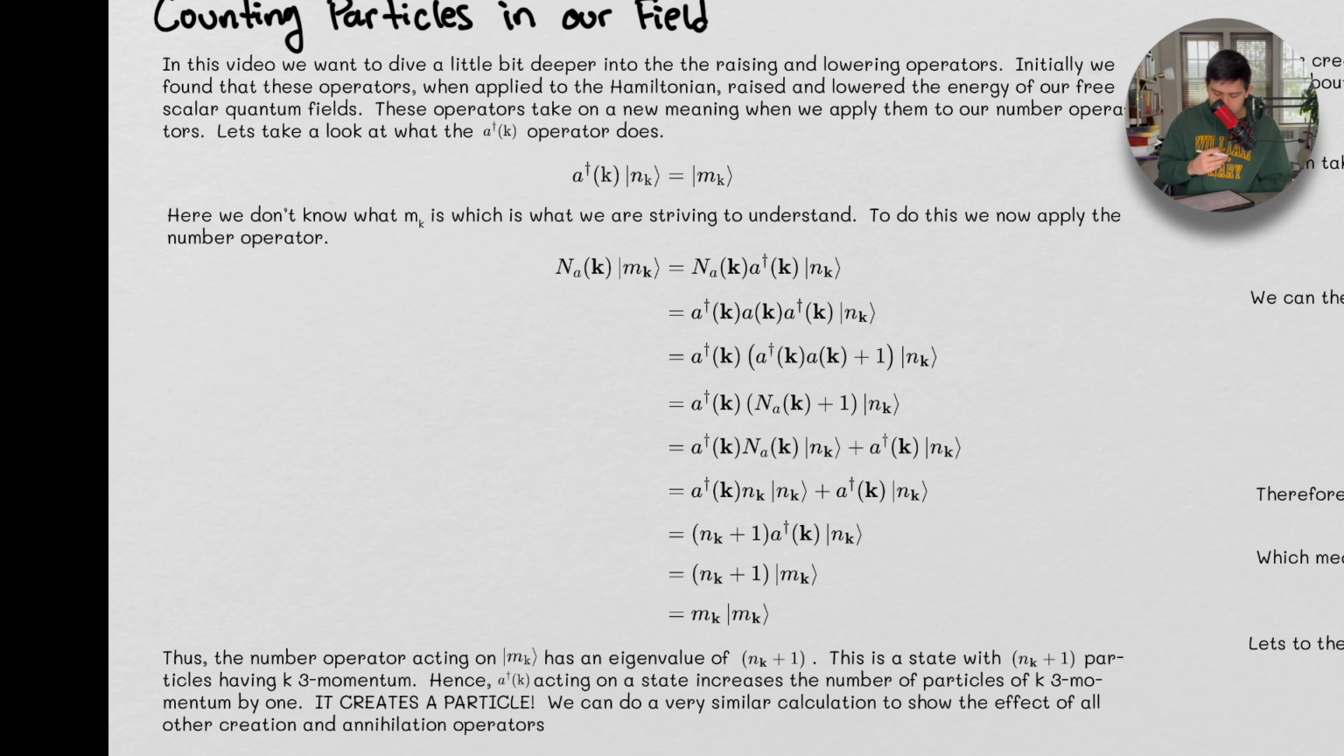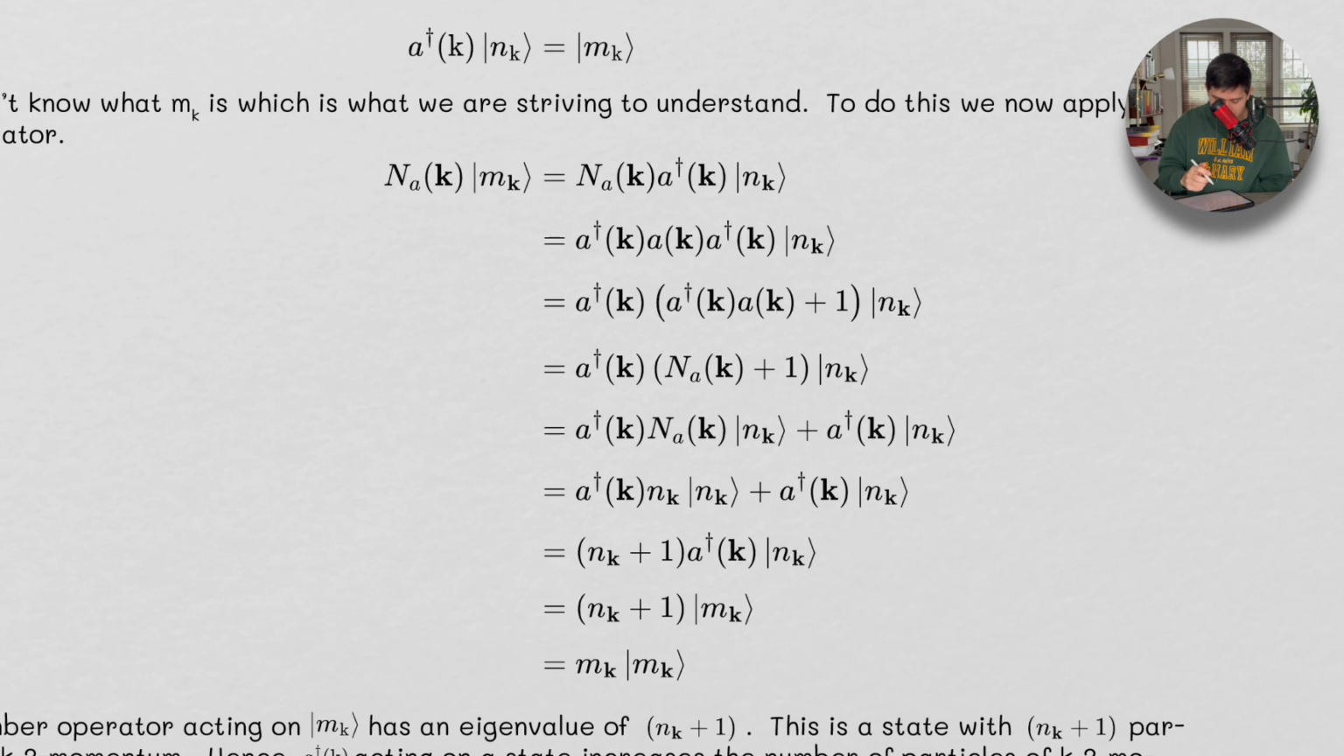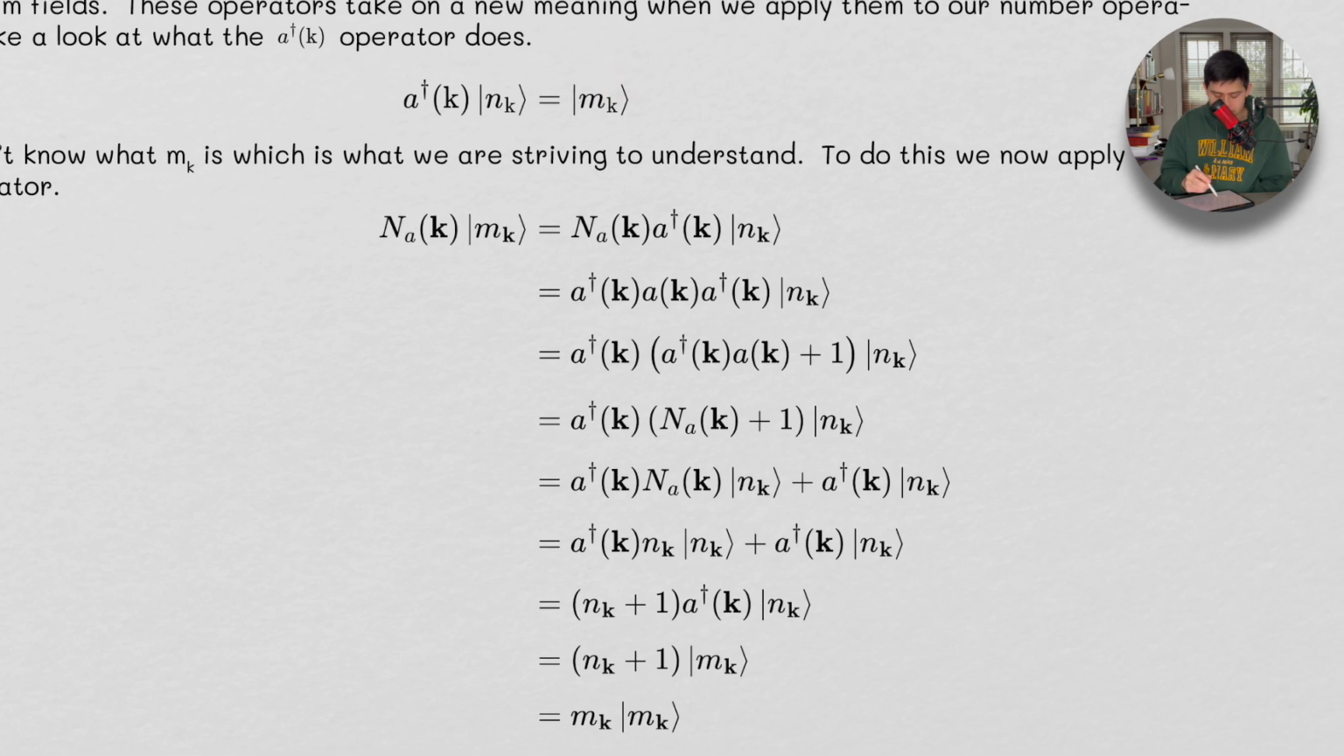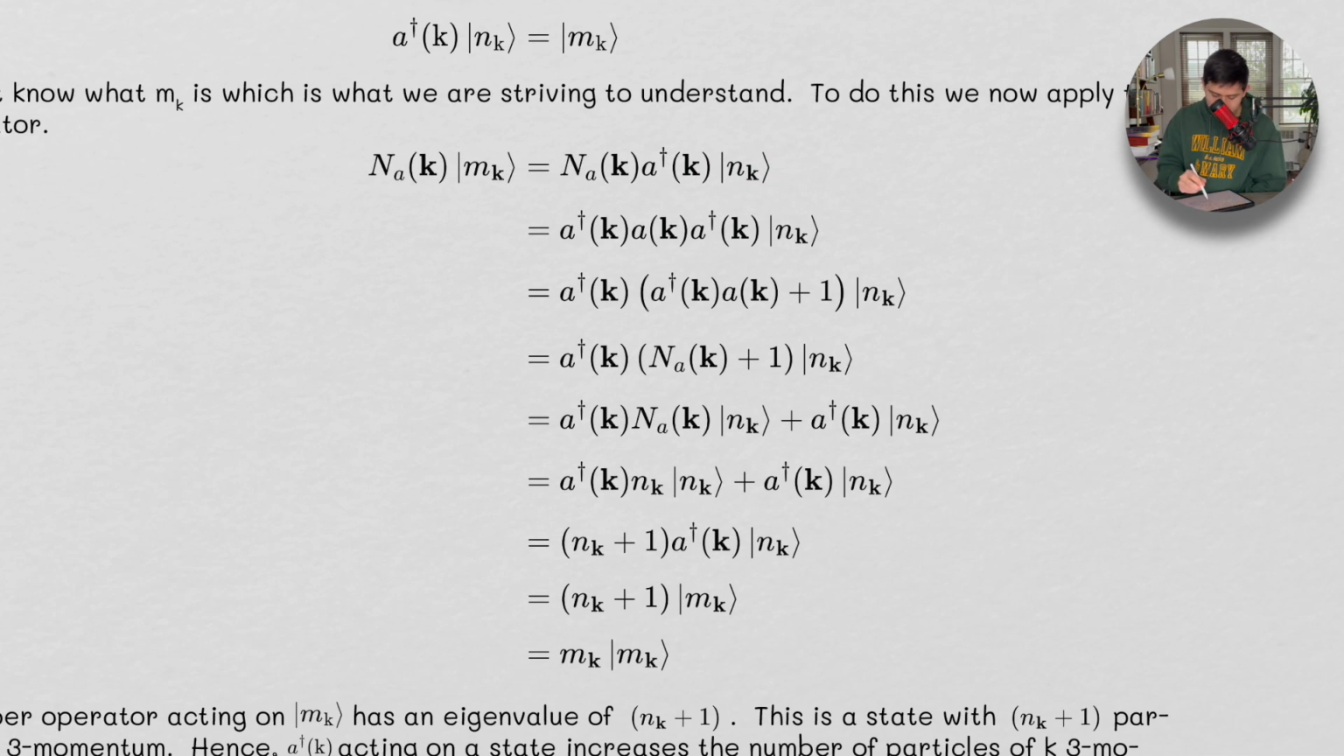And so to do this, we now want to apply the number operator. What we're going to say here is that the number operator operating on m_k, this state that we don't know what it is yet, is this right here. So we're just literally replacing m_k with this right here. So we put it right here. And then what we do is we say, well, I'm going to underline this bit that's right here. We defined this thing in the last video as being this guy right here, okay?